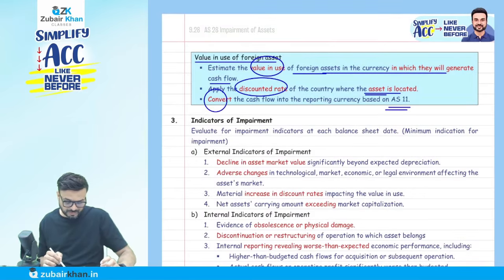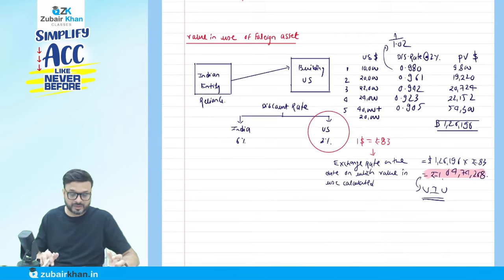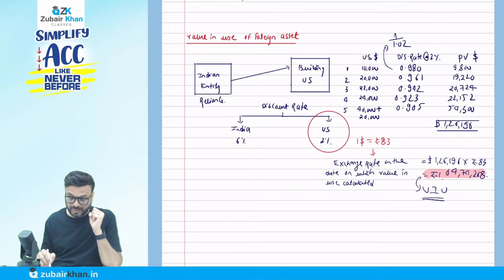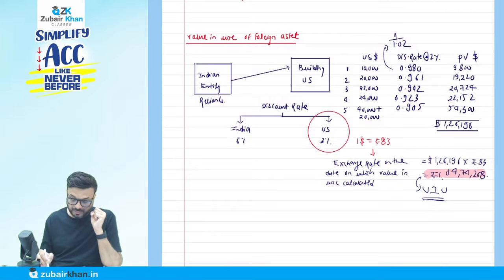In class I discussed this. For example, we are an Indian entity like Reliance and we have a building in the US. We are expecting this much cash flow over the next 5 years, including the residual value. Suppose this is the discounting rate: in India the discounting rate is 6%, in the US suppose 2%. We will consider 2% here. Then we calculate the present value, which is in dollars only.